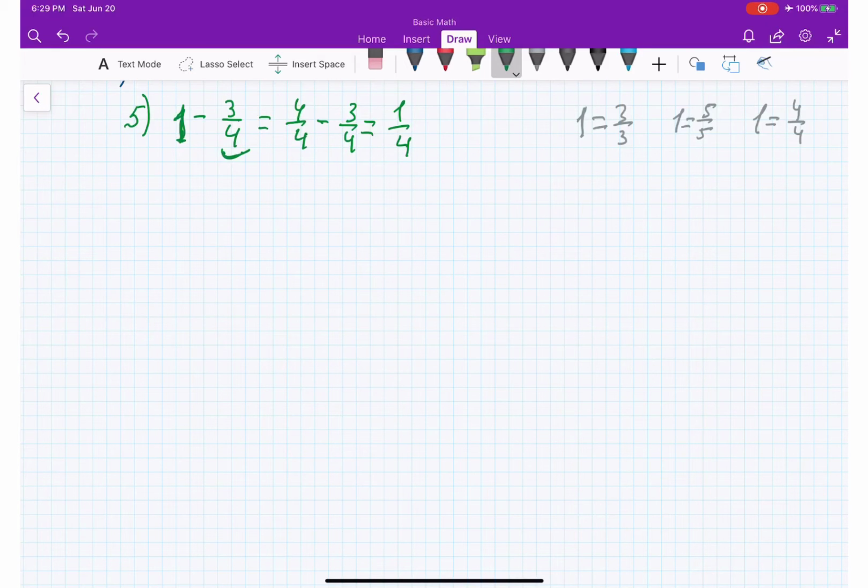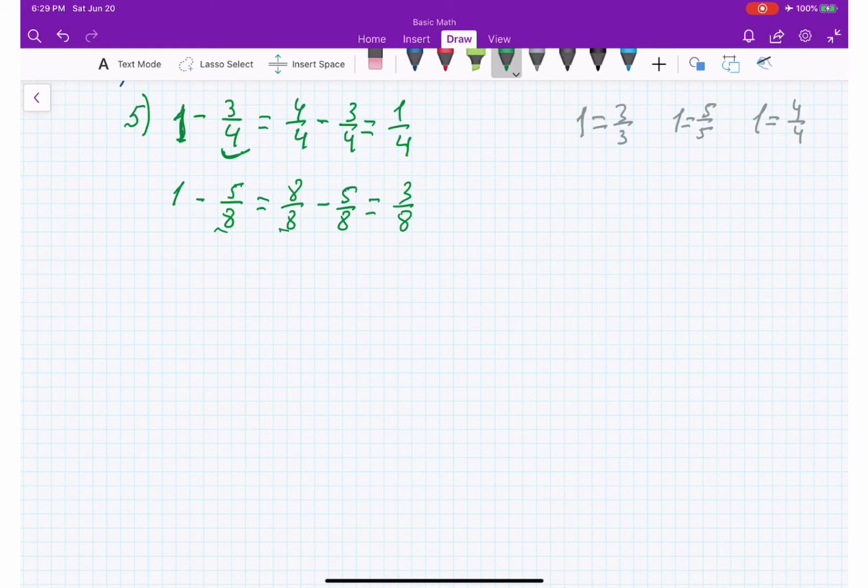We are done. Another example, let me try another one. Easy, and then we escalate. So 1 minus 5 over 8. I'm going to represent 1 as 8 over 8 minus 5 over 8, right? I'm taking 8 because I have 8 here, and it will be 3 over 8.